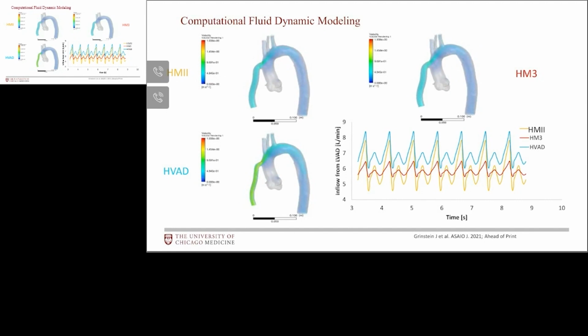This is a patient on the top left supported by HeartMate 2. On the top right, a patient supported by the HeartMate 3. And on the bottom left, a patient supported by the HVAD. And then in the bottom right, you can see the flow versus time curves, and you can see that the flow is constantly changing throughout the cardiac cycle. There is some flow pulsatility.